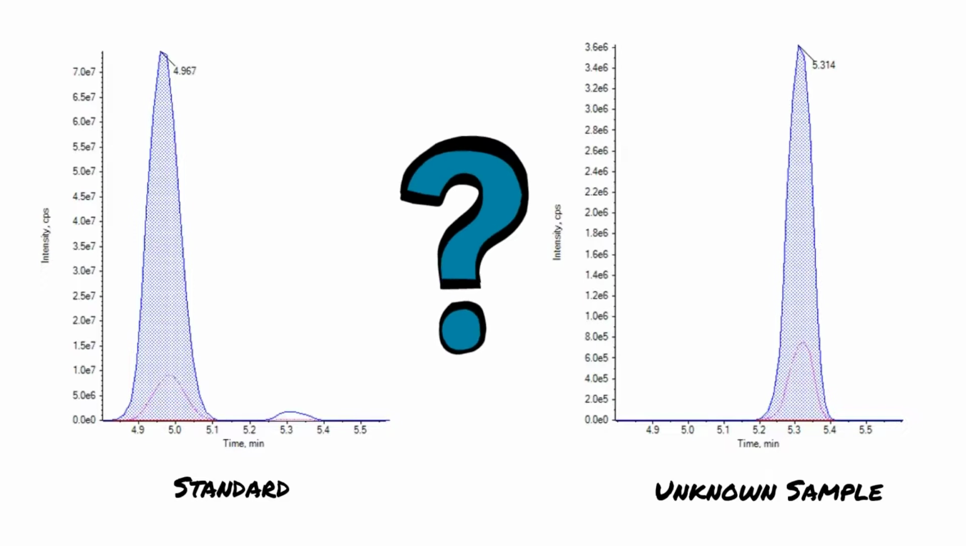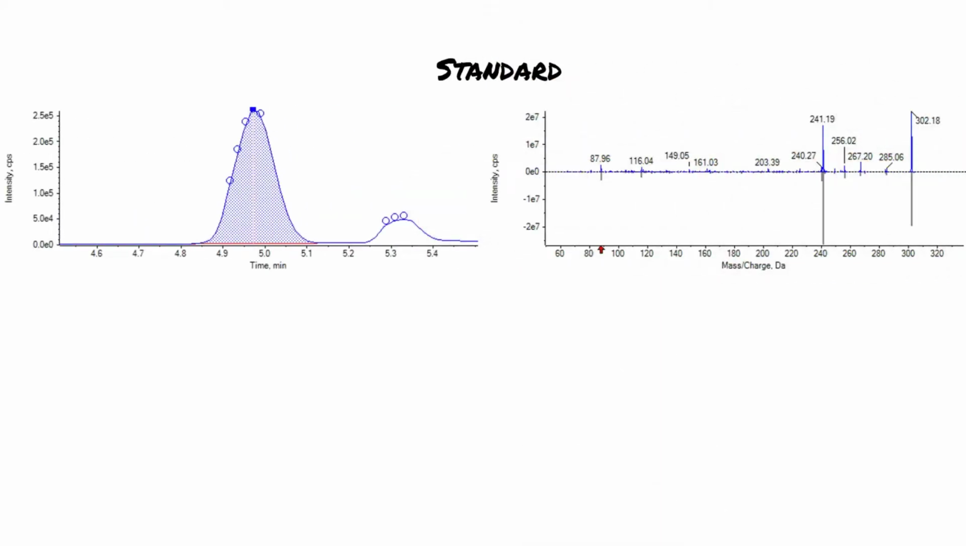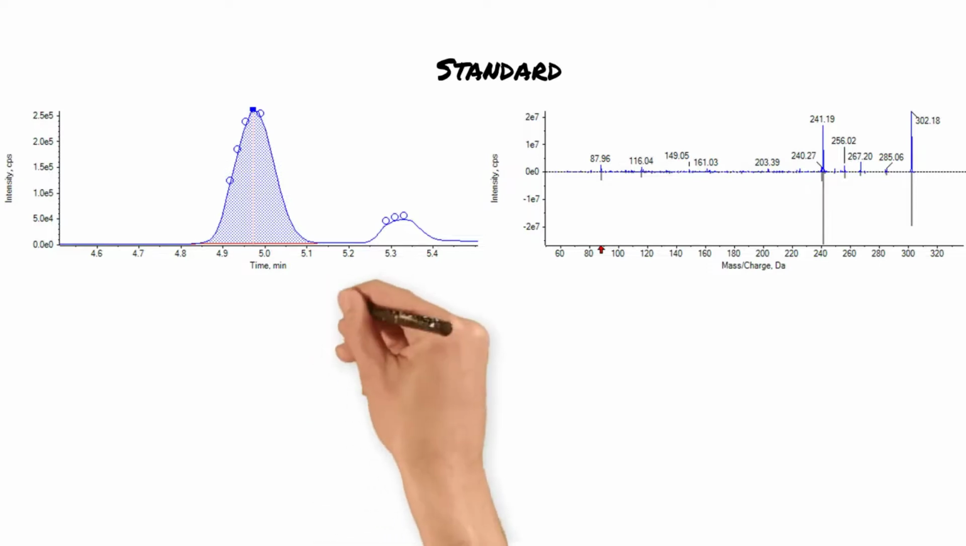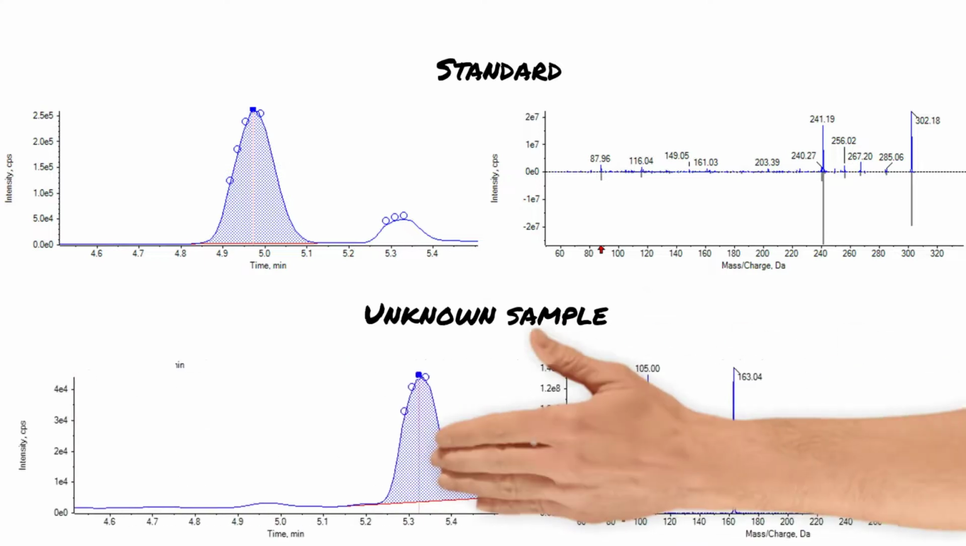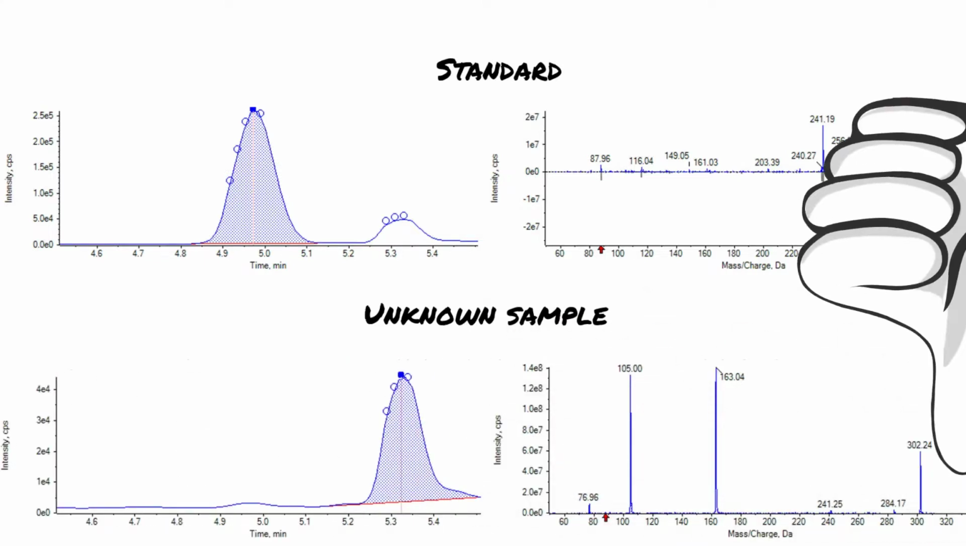So if we go back to that example, we can say, is this standard the unknown sample? Well, let's compare its fingerprints. What did those look like? And when we take a look at our standard, we can see a fragmentation pattern that matches with our library fragmentation pattern. So we're confident in this result, but when we compare it to our unknown sample, we see no, these two fragmentation patterns don't match. We're not looking at the same compound.